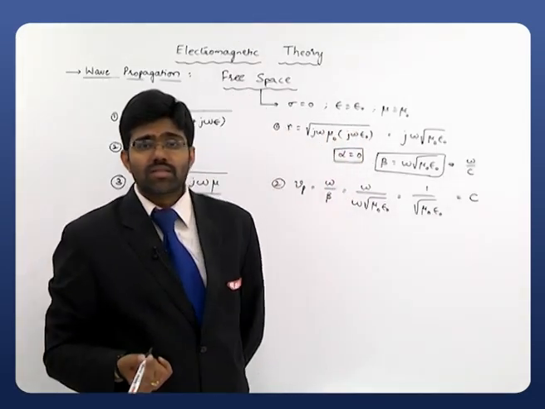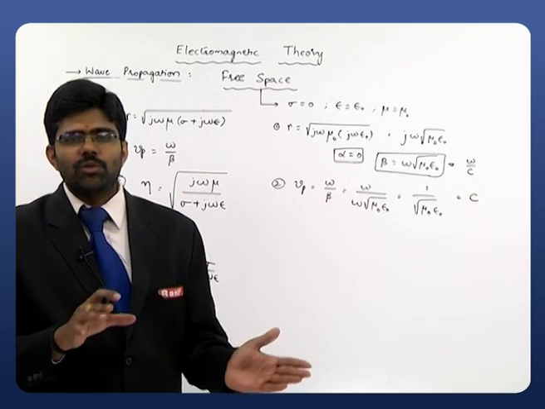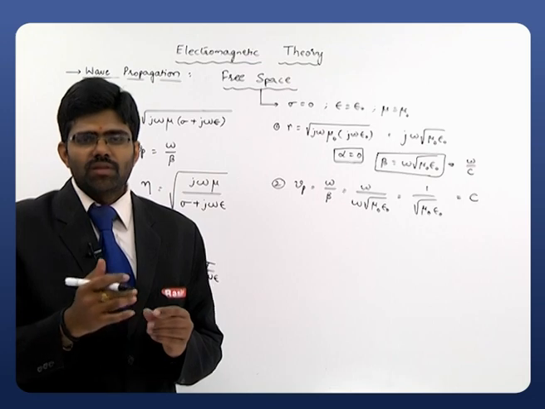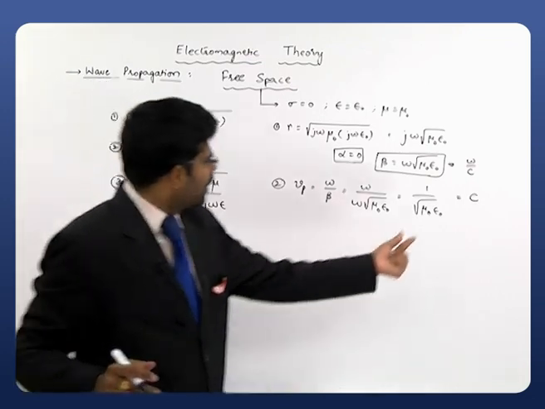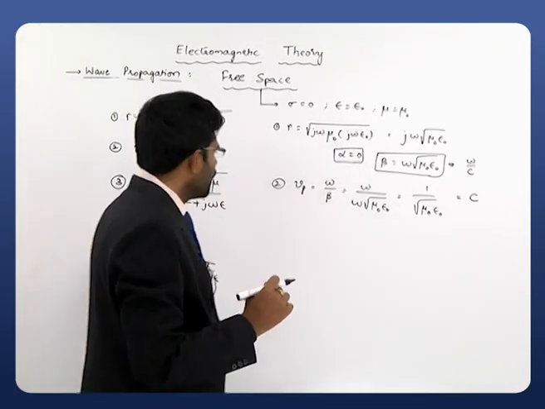So what you can understand is that in free space, the phase velocity is equal to the light velocity. The phase variation of the wave in free space will be taken with the light velocity. Directly see, that's a constant you have to remember.